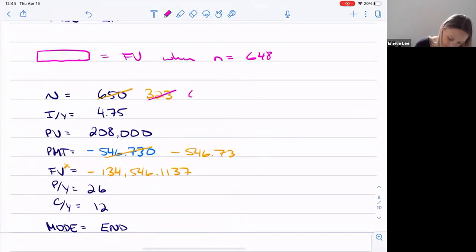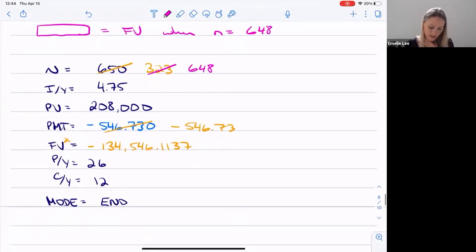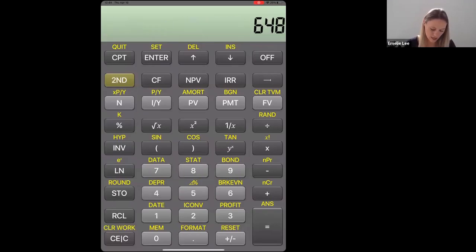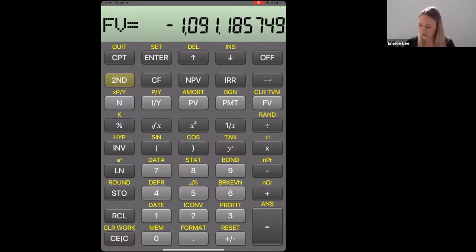So now I'm changing this to 648, but everything else stays the same, and I'm still computing the future value, right? The only thing that's changing is the n. So now I want to change n to be 648 because I've already adjusted my payment amount, right? And now I can just go in and compute the future value. Compute future value. And I owe a whopping $1,091.185749.